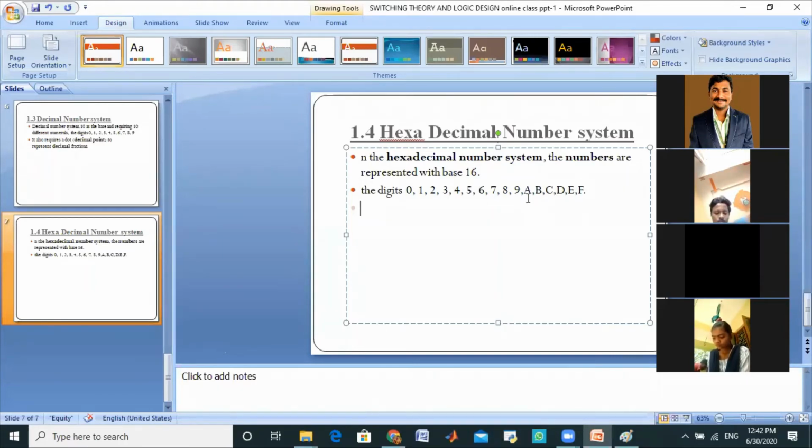So 10 in hexadecimal is A. 11 in hexadecimal is B. 12 in hexadecimal is C. 13 in hexadecimal is D. 14 in hexadecimal is E. 15 in hexadecimal is F.